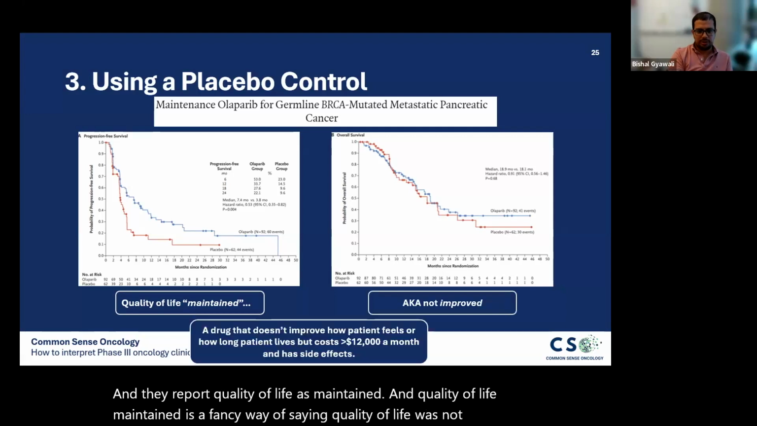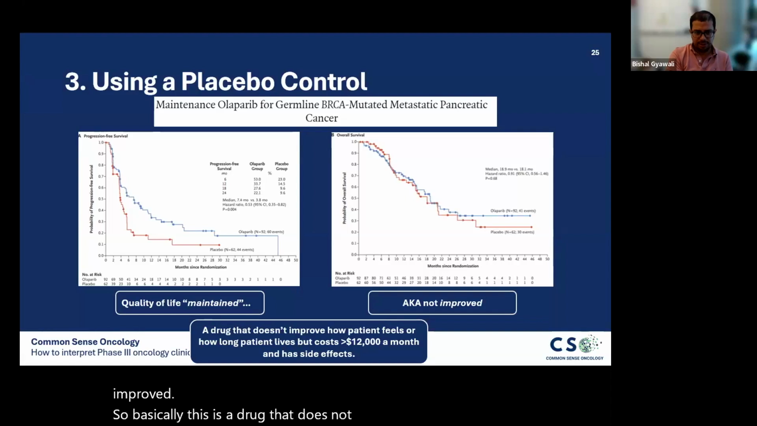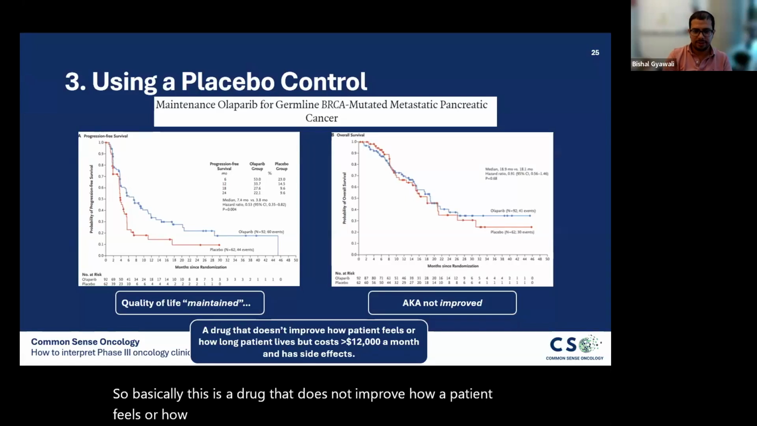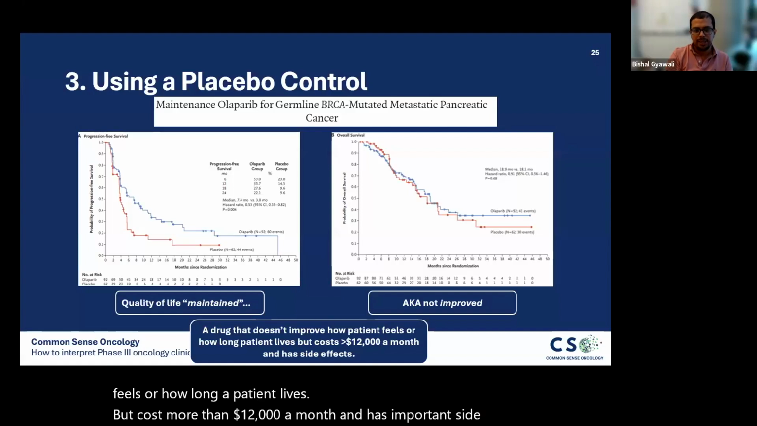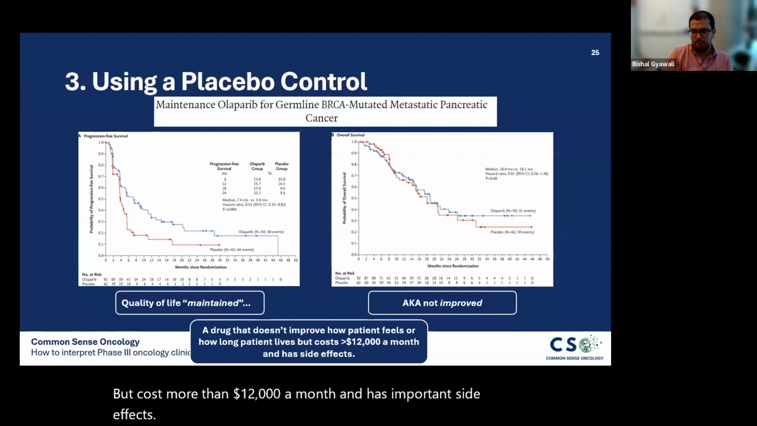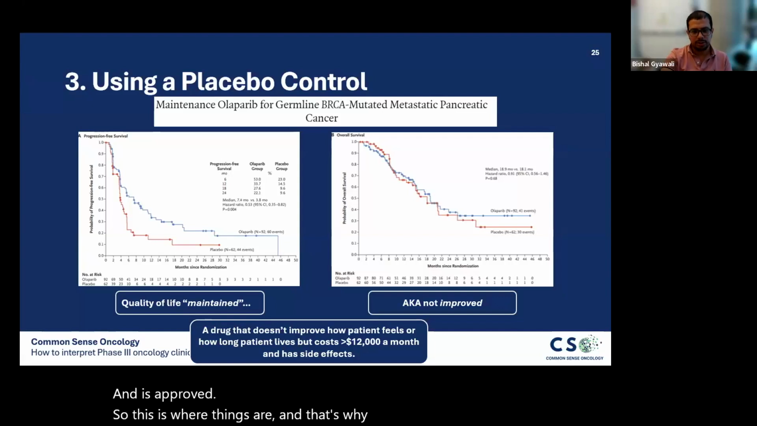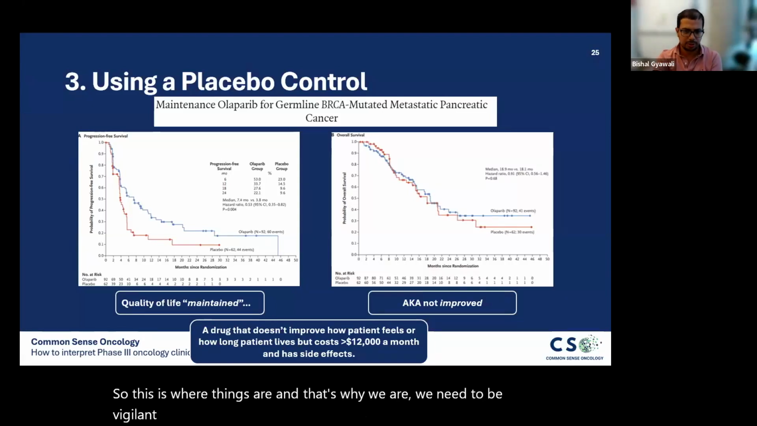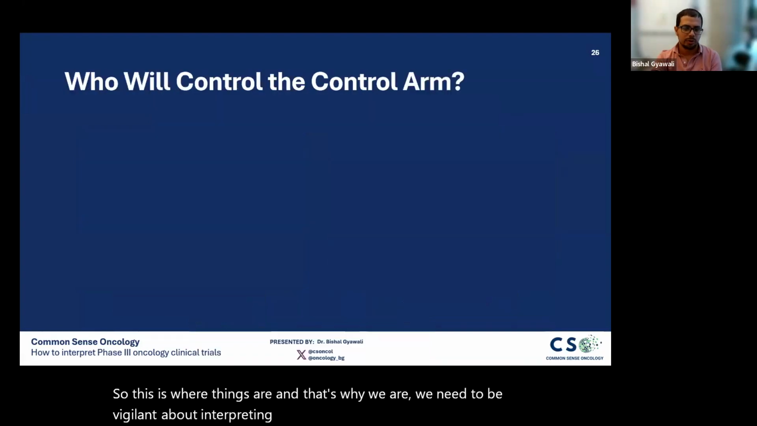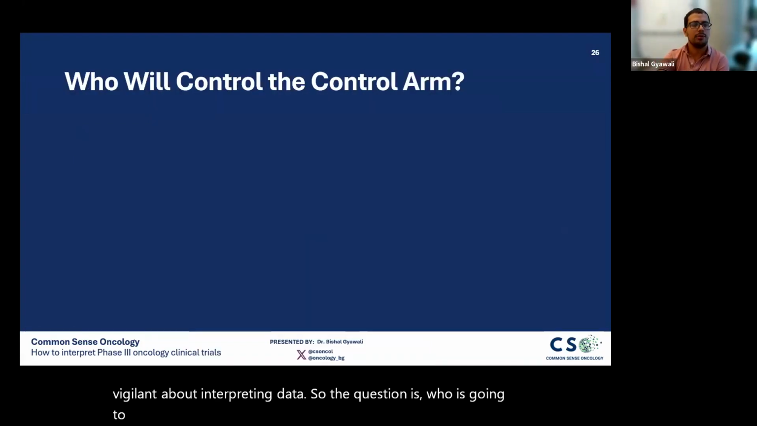So basically, this is a drug that does not improve how a patient feels or how long the patient lives, but costs more than $12,000 a month and has important side effects and is approved. So this is where things are, and that's why we need to be vigilant about interpreting data. So the question is, who is going to control the control arm?